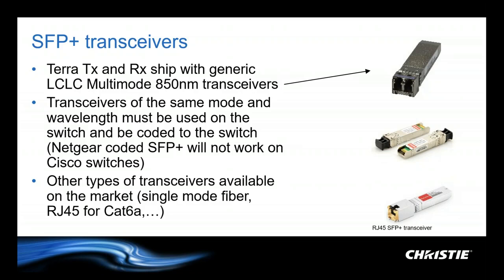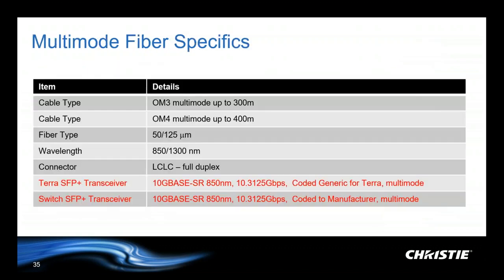So, for example, an SFP Plus transceiver that's coded for Netgear, you can't use that. It's not compatible with Cisco switches. And of course, I've already talked about the different types of transceivers available on the market, single mode fiber and RJ45, and that's what they look like on the right-hand side. So again, the only thing I want to underline is that the Terra ships with a generic OM3 SFP Plus transceiver.